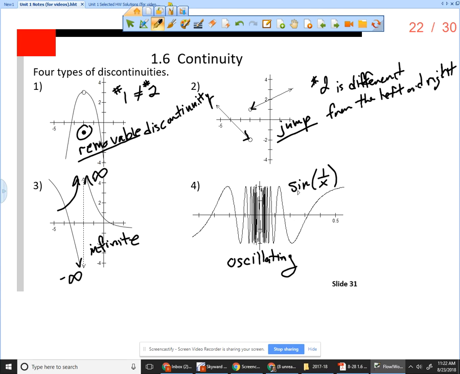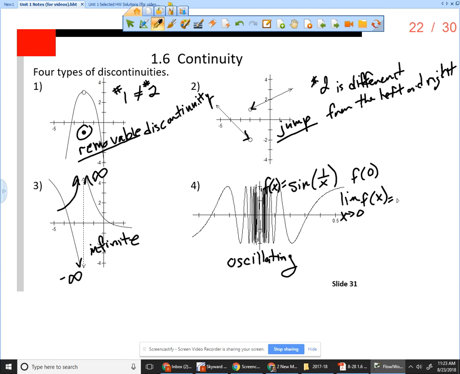Well, the function is not defined at x equals 0, nor is the limit. So let's say that sine of 1 over x is f of x. What is the sine of 1 over 0? Well, 1 over 0 is undefined. So let's think about the limit. What is the limit as x approaches 0 of f of x?